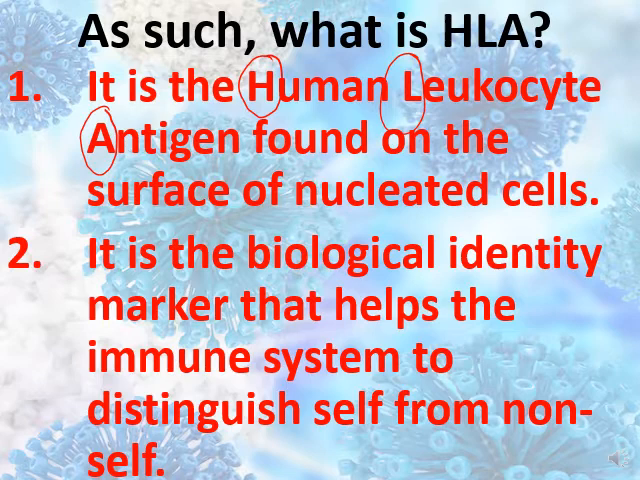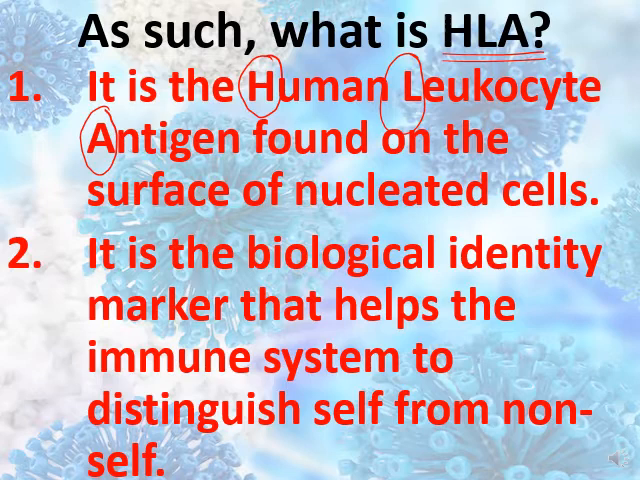So HLA is like the logo. For example, having the logo on your shirt for ISI, you know that the student belongs to the International School of Innovation. Here, the biological identity marker helps the immune system to distinguish the self from non-self. If this cell has the HLA, it belongs to my body. So it's self, and the immune system won't attack it. It will be safe. So the immune system depends on the HLA. HLA is the biological identity marker that helps the immune system to distinguish the self from non-self.